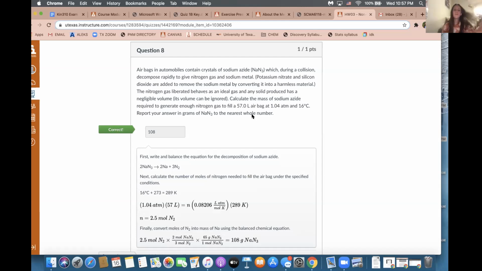So then I could do PV = nRT and find the number of moles, but then what's it asking for? The mass of nitrogen. Once you have the moles, you just turn that into the mass of nitrogen. You got it. There you go. You actually answered the question.